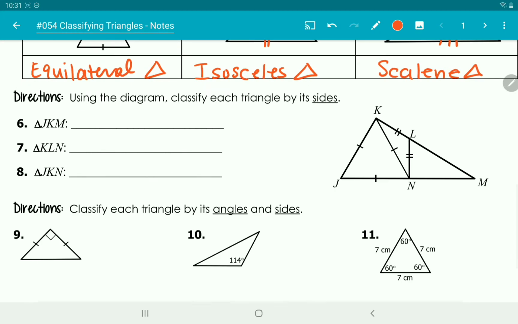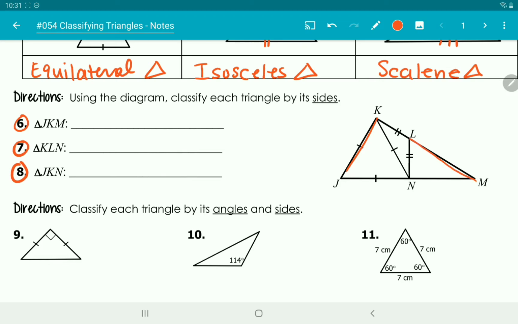Okay, so let's go ahead and look at this. I want you to go ahead and pause the video and try to determine 6, 7, and 8 on your own. Okay, so now that you've done that, let's go ahead and look at them and see if you got them right. So 6 says JKM.